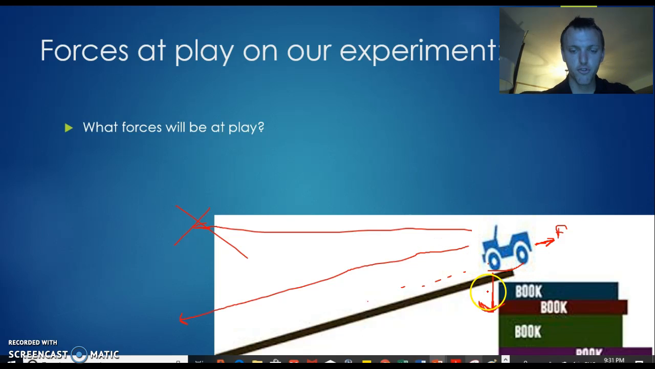There's friction and there's gravity. So you're just going to let the car roll down. You're not going to push it. There will be no applied force. Those will be the only two forces applied on here.